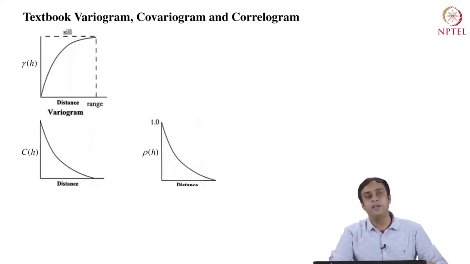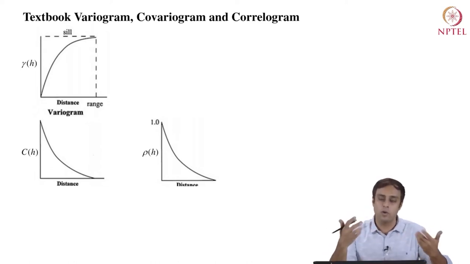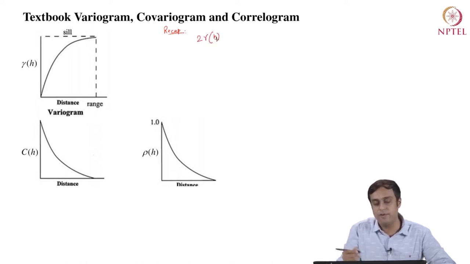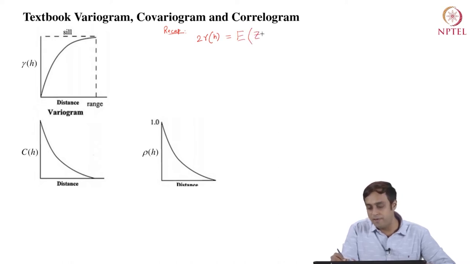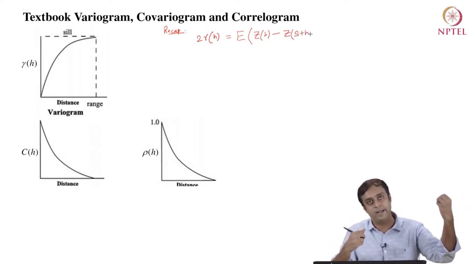What you have on the screen here is a textbook representation of a variogram, a covariogram, and a correlogram. First of all, what is a variogram? Let's do a little recap of the variogram, right? A variogram is defined as 2 gamma h, where h is a lag vector, and it is equal to the expectation of the random variable realization at location s minus the random variable realization at the location separated by the lag vector from the first location s.